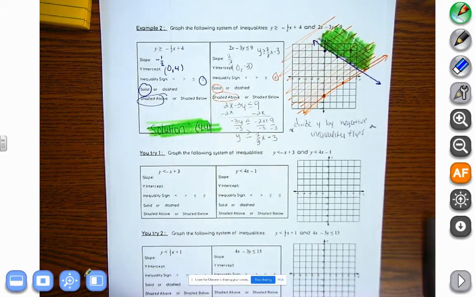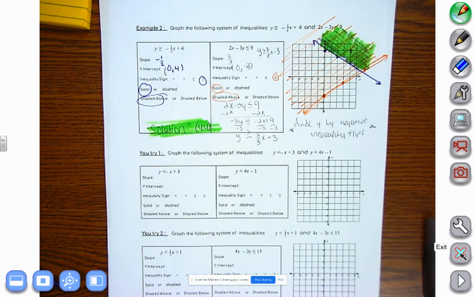Okay, there are other options for a solution. Just make sure it's in your shaded area, okay? And write at least one. If you'd like to write more than one, you can do that as well.